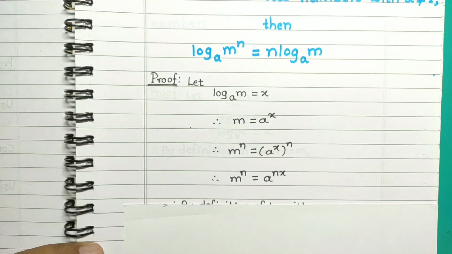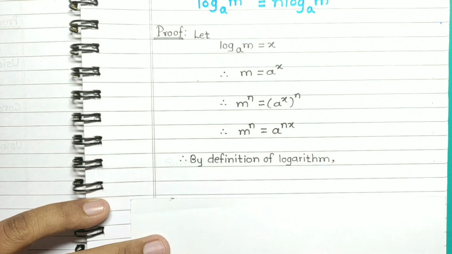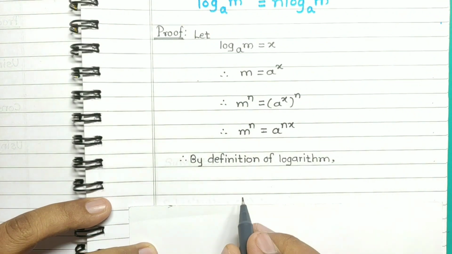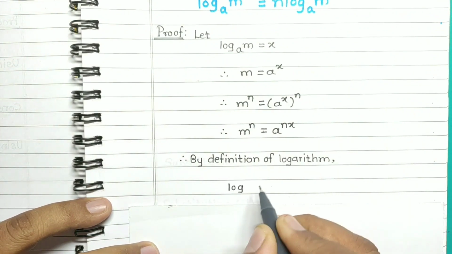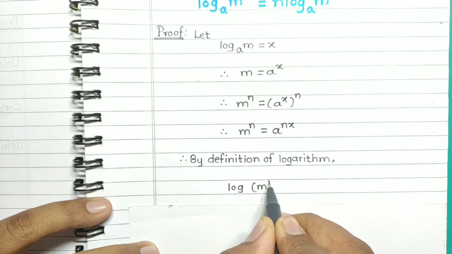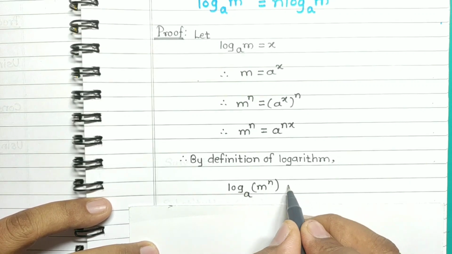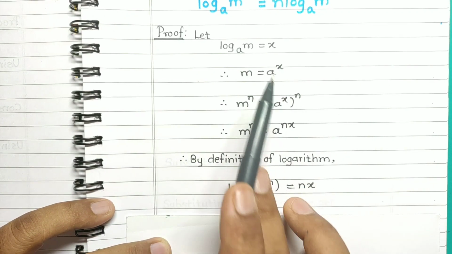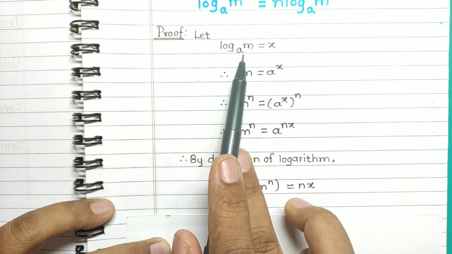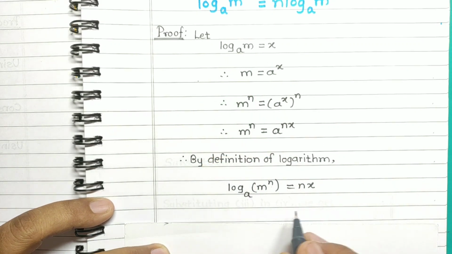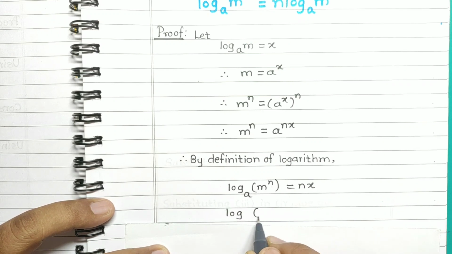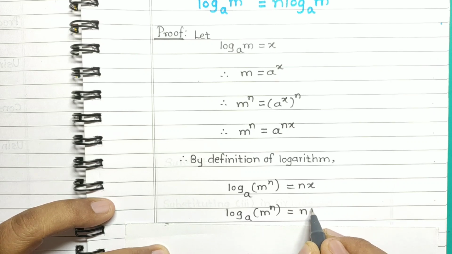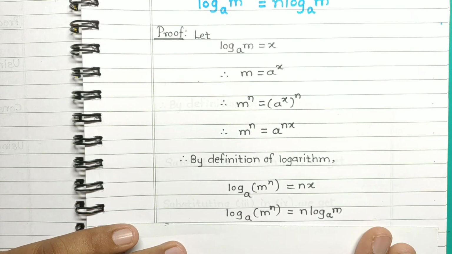So again, by the definition of logarithm, we can write it as log of m to the power n to the base a is nx, and we have x is equal to log of m to the base a. So replacing this, we have log of m raised to n to the base a is equal to n into log of m to the base a. This is the proof.